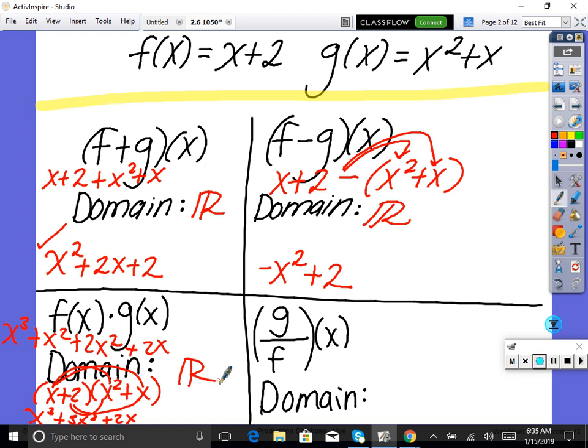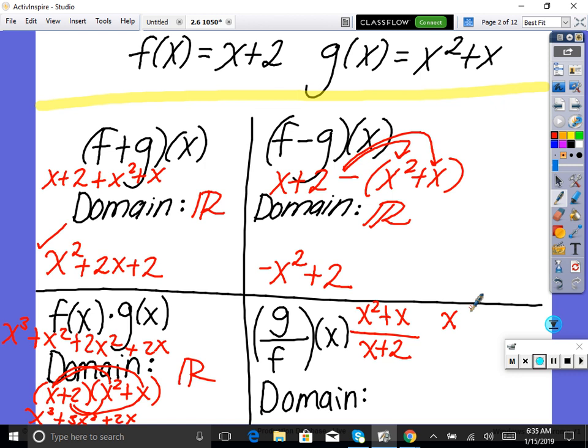All right, g divided by f. Our g goes on top, it looks like, so that would be x squared plus x. And then our f is on bottom, x plus 2. And then that one has a restriction. And also we need to actually see if our answers simplify ever. So how do we simplify these divided ones? We factor the top, factor the bottom, restrict first, then divide.